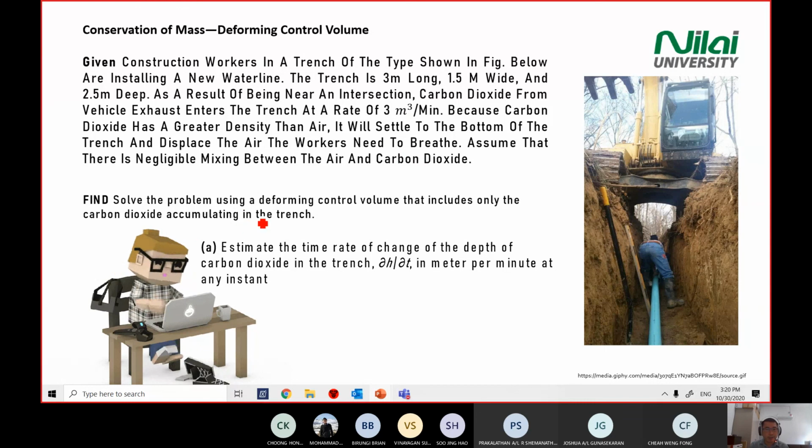Now we need to solve this problem using a deforming control volume that includes only the carbon dioxide accumulating in the trench. We only focus on CO2 inside the trench. So the first one, estimate the time rate change of the depth, del H over del T in meter per minute at any instant. So we need to use the deforming control volume Reynolds theorem to solve this question.